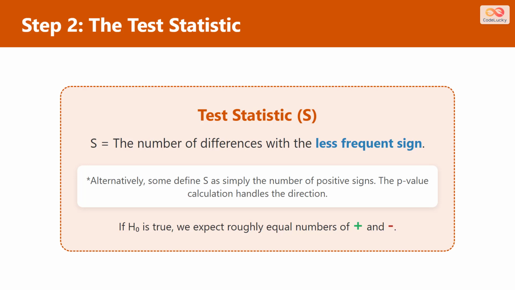Next, we determine our test statistic, which is typically defined as the count of the less frequent sign. For example, if you have fewer negative signs, you count those. The logic is simple. If the null hypothesis is true, we expect roughly equal numbers of positive and negative signs, just like flipping a fair coin.